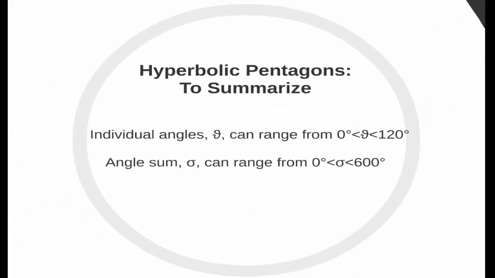So to summarize, for pentagons on the hyperbolic plane, individual angles can range from 0 to 120. The angle sum can range from 0 to 600. And as you saw, there are many relationships with pentagons that also work for hexagons and also quadrilaterals.